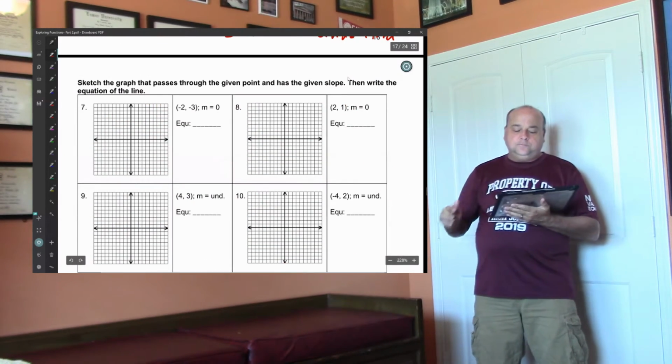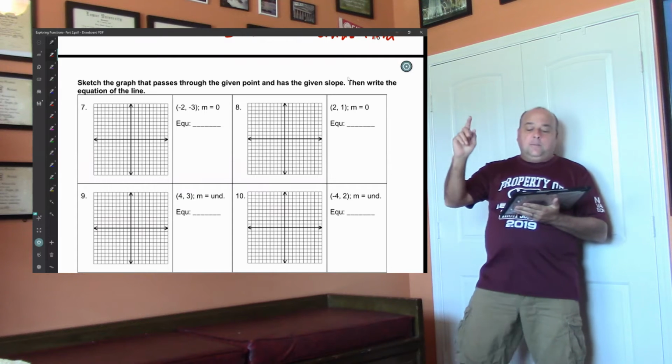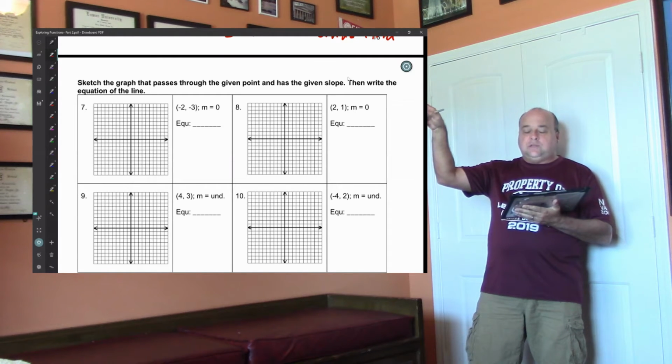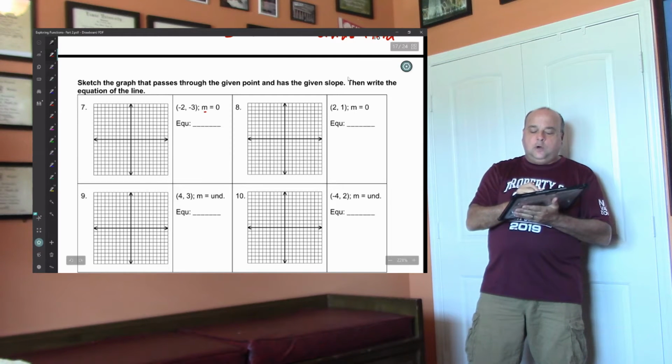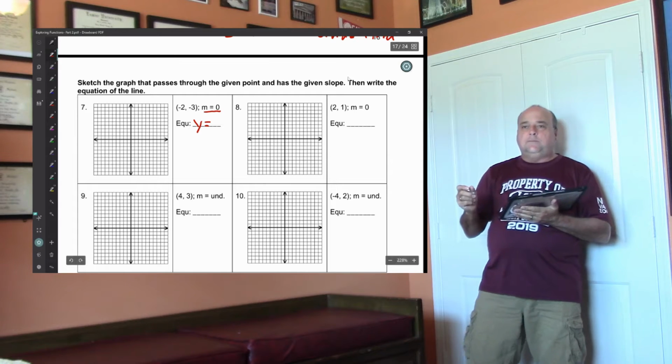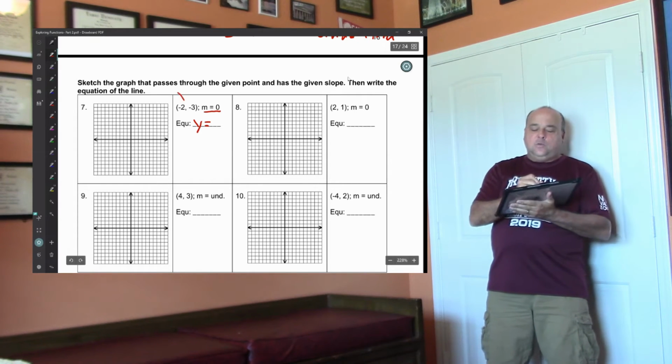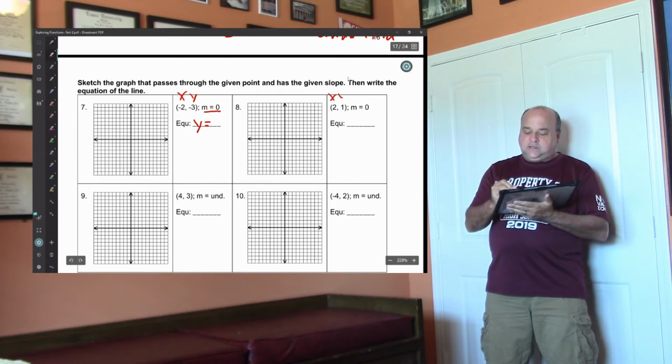Let's continue on. Okay, on number 7, they give us a point and a slope. On this one, the slope is 0. If the slope is 0, it's going to be y equals something. Now then, put x and y above these on all of these. Put x and y.